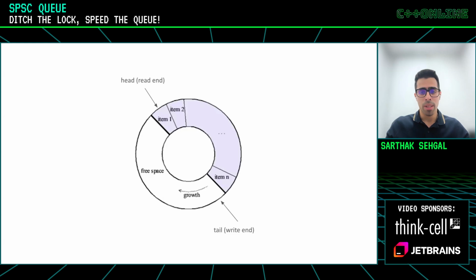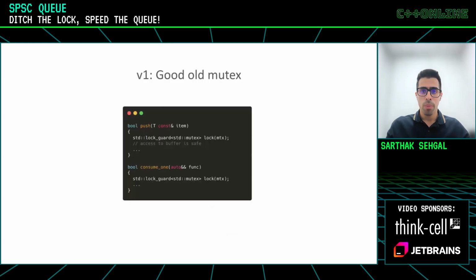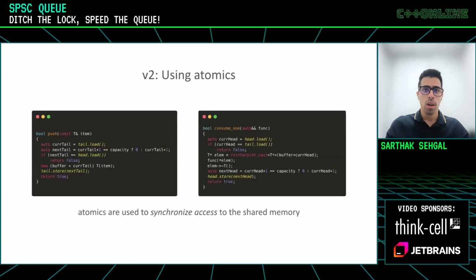Because this is a fixed capacity queue, we can do a circular buffer implementation. There's going to be the head, which is going to be the read end, and the tail, which is going to be the write end. A basic implementation of this would be using good old mutexes, but it has some shortcomings. Primarily, locking a mutex is a blocking call, and the mutex is going to do some expensive system calls. We can do something much better than this.